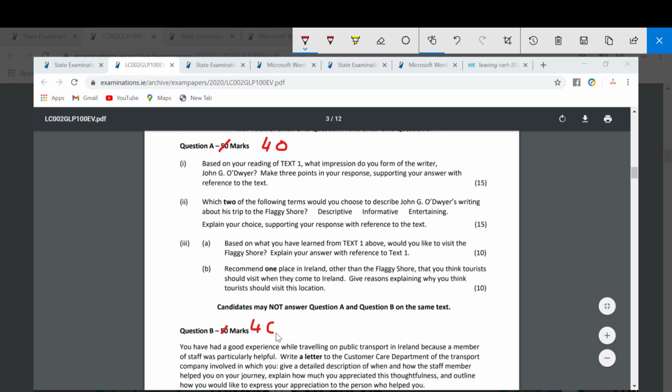Okay, so once again, before, students had to do one question A from one text and one question B from another, but this year you can just choose one question A or you can choose one question B. So you only need to do one question in total from any text that you want. So one question A or one question B on one text.